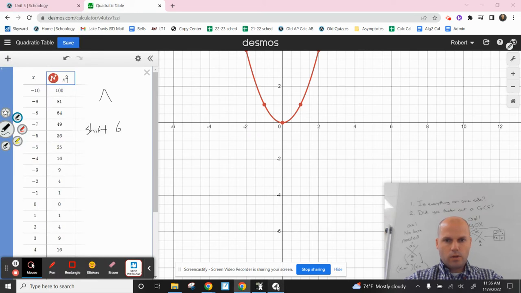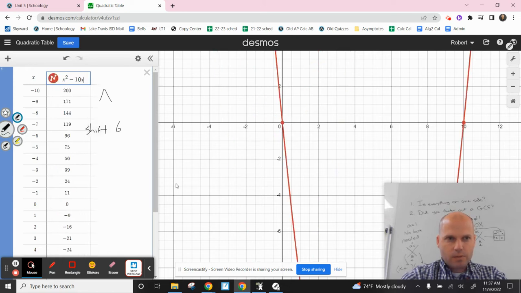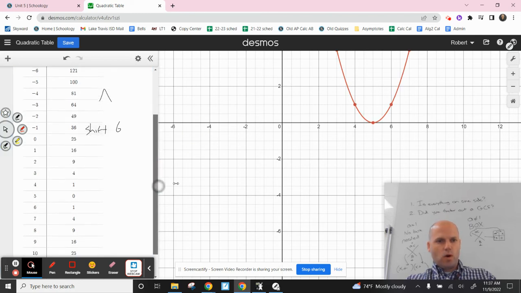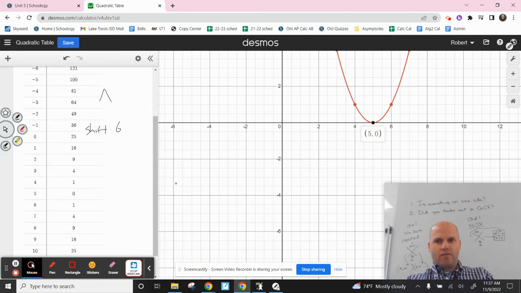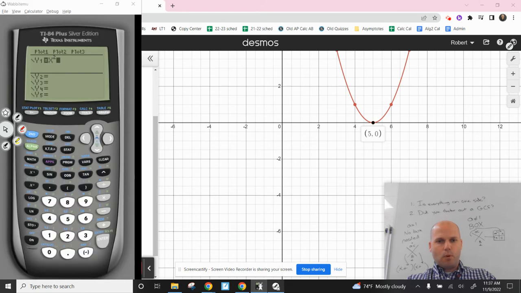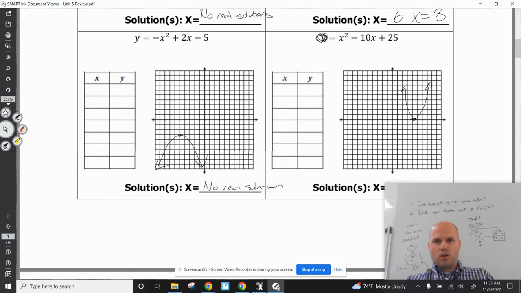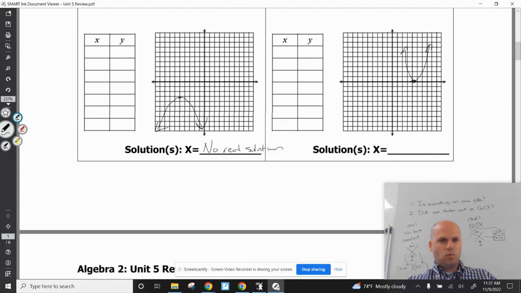Minus 10x plus 25. All right, and boom, we see 1 point where the y coordinate is 0. This is at 5, 0. Don't put the point down. We are looking at when y is 0. This is going to be at 5, 0. We have one solution. Our vertex is on the x-axis. There's one x-intercept. X equals 5.